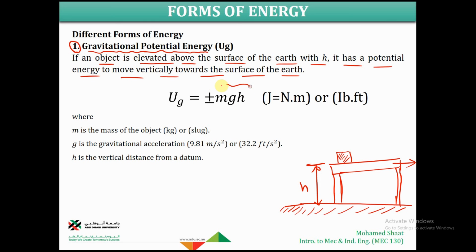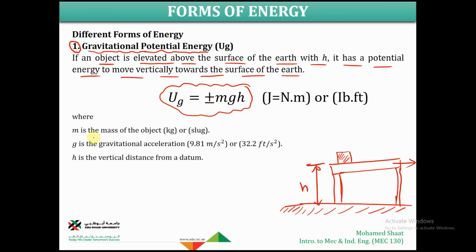And this potential energy, definitely, depends on the weight of this object or the mass of the object. We can define this gravitational force as plus or minus, and we're going to talk about the sign, when it should be positive and when it should be negative, times the mass, times the g, which is the gravitational acceleration, times h.